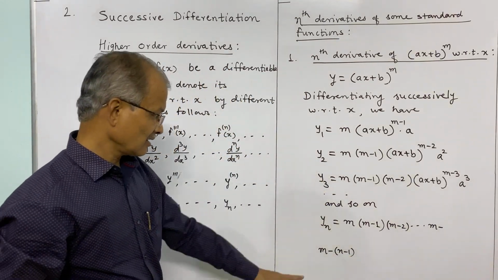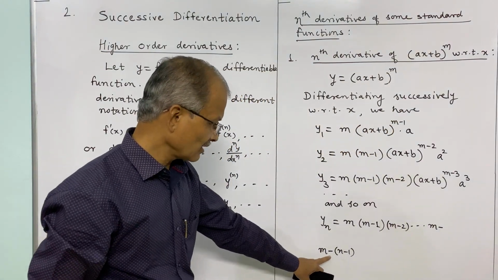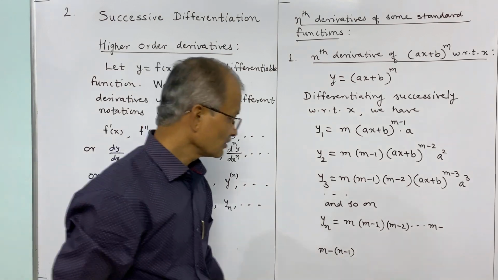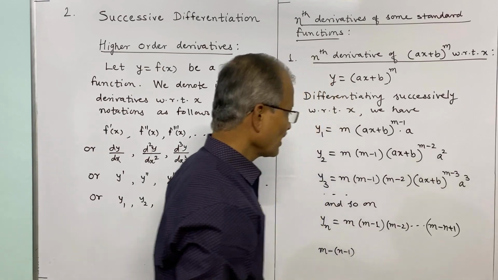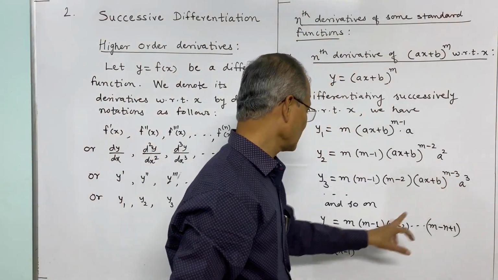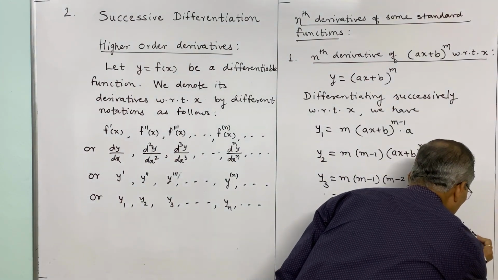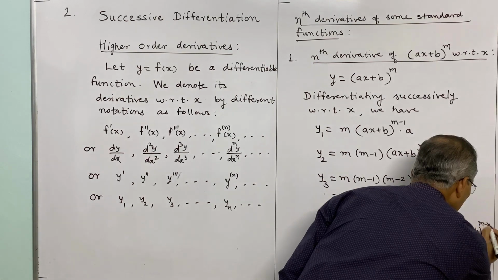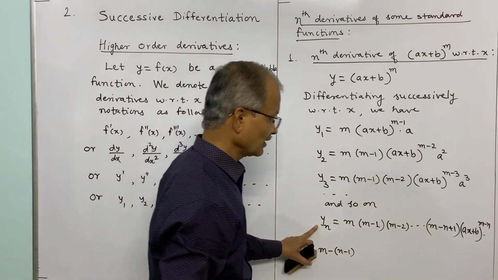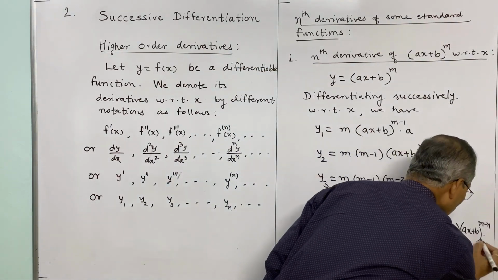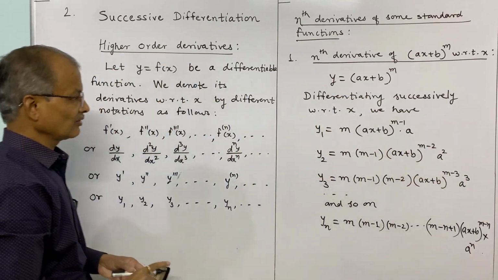So we may write in this form, and so this is actually m minus n plus 1. You check it. Into ax plus b to the power, here it will be m minus n. So that is ax plus b to the power m minus n, multiplied by a cube for the third derivative, and for the nth derivative it is a to the power n. So this is to be multiplied by a to the power n. So this is the nth derivative we have obtained.